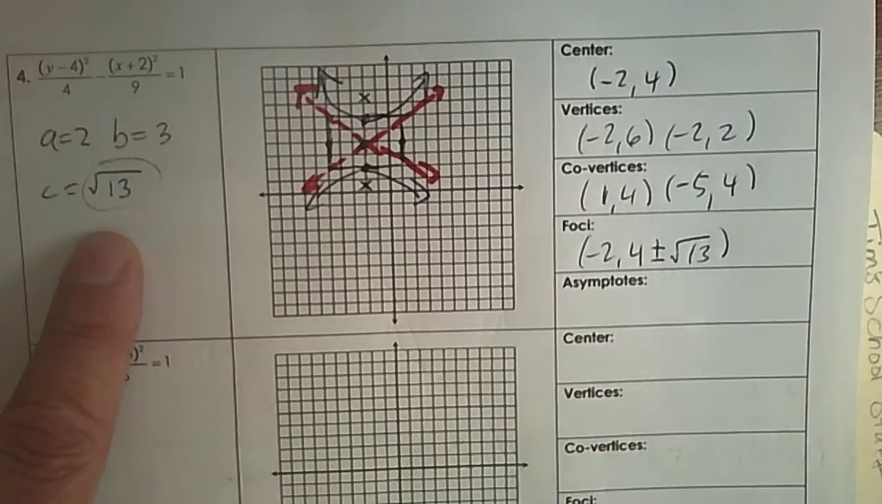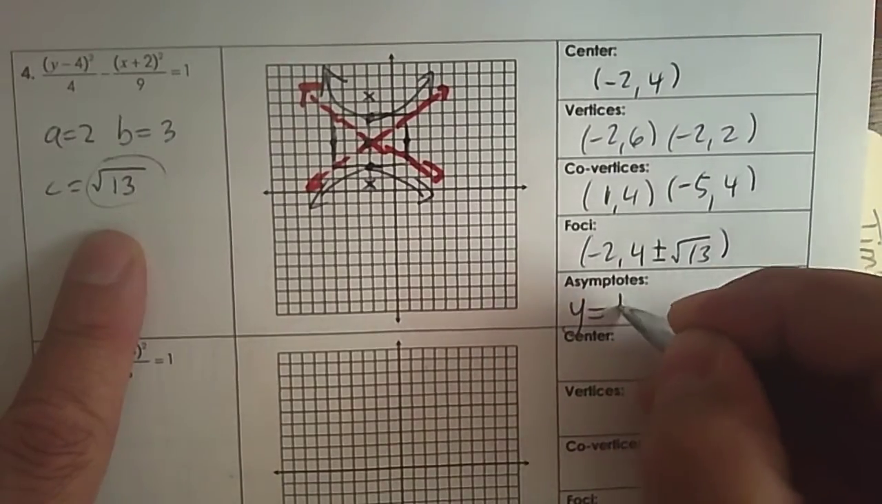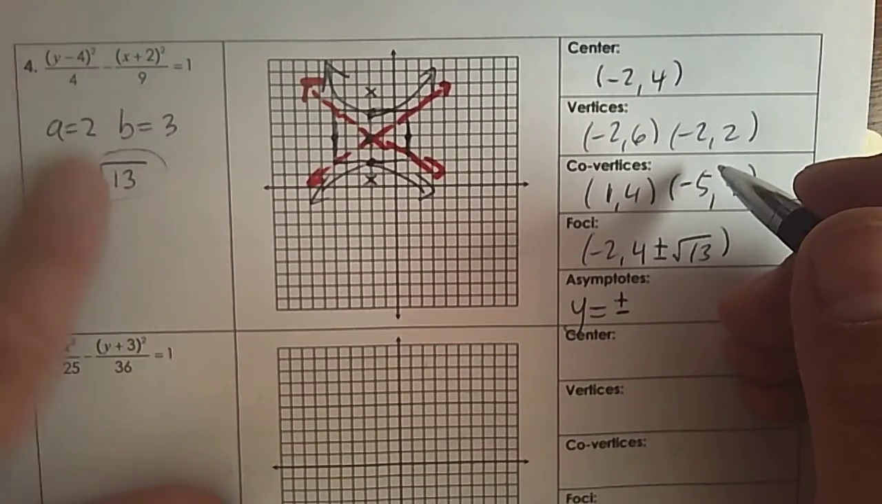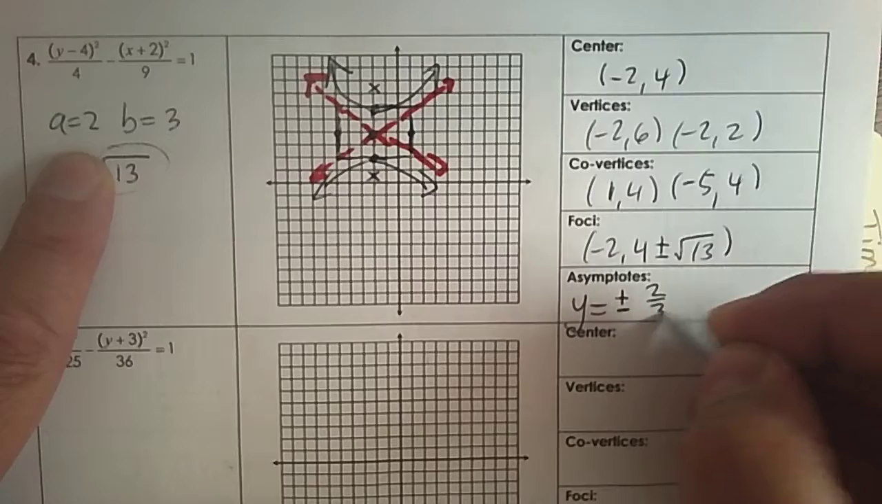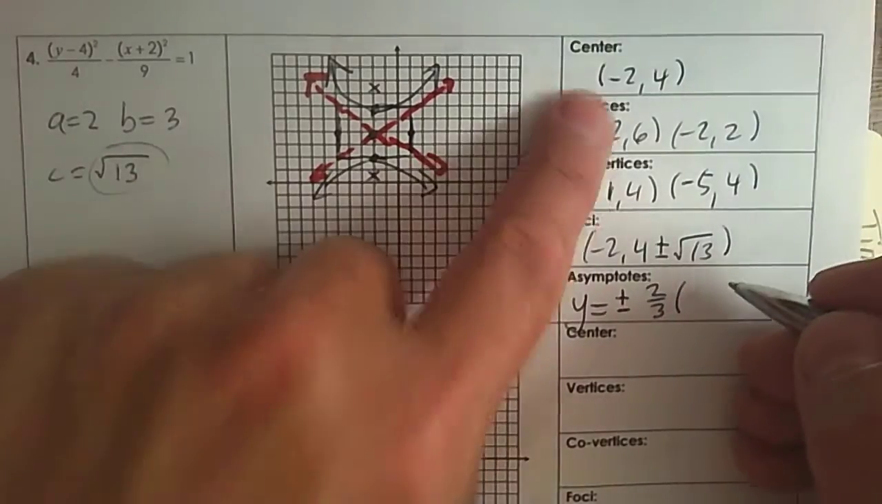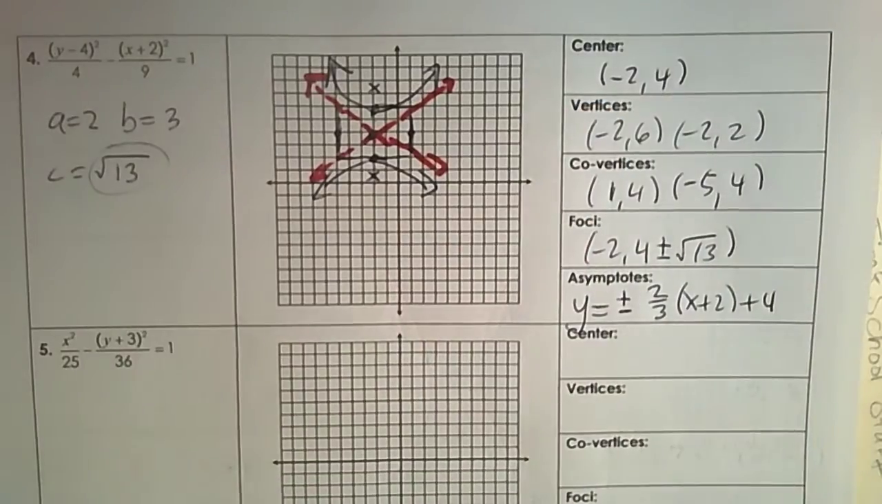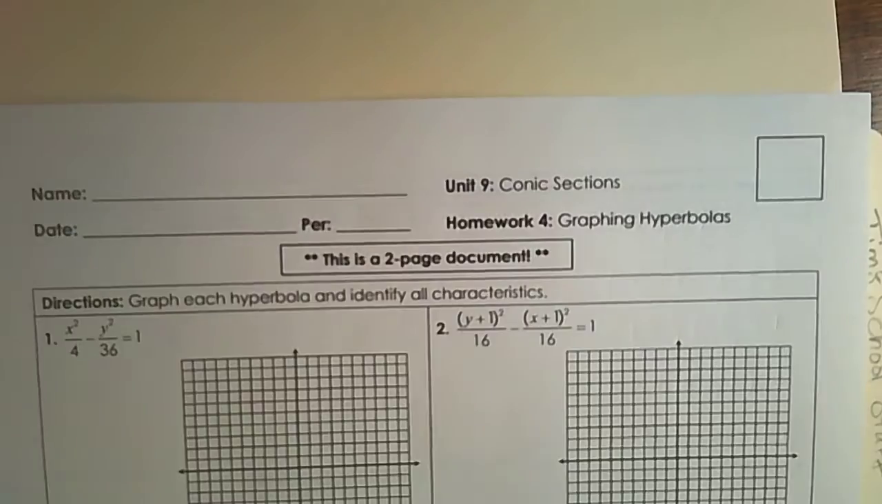Now for the asymptotes. It's y equals plus and minus, for the equation of the asymptotes. Rise over run, so y goes with 2. So it's 2 over 3. And then the center, so it's x plus 2, plus 4. And you have your equation of the asymptotes. Can I just go back and make sure the foci is on the other one?